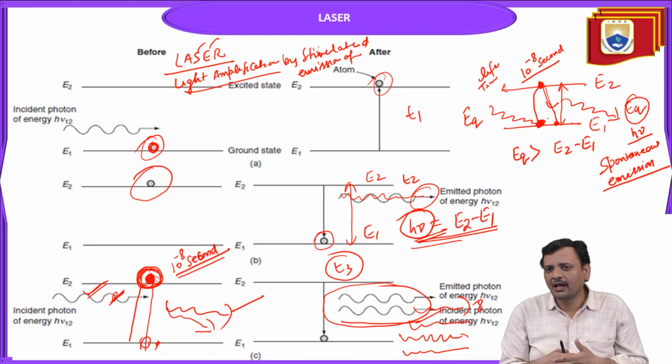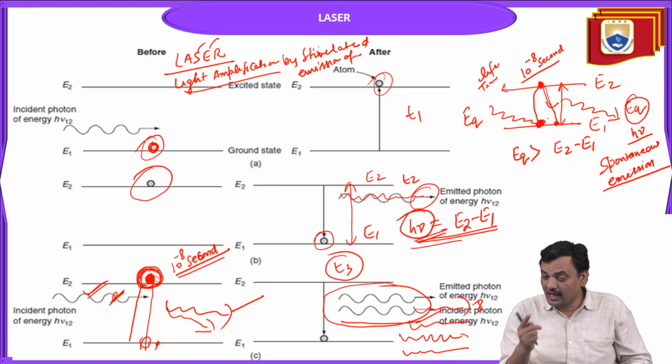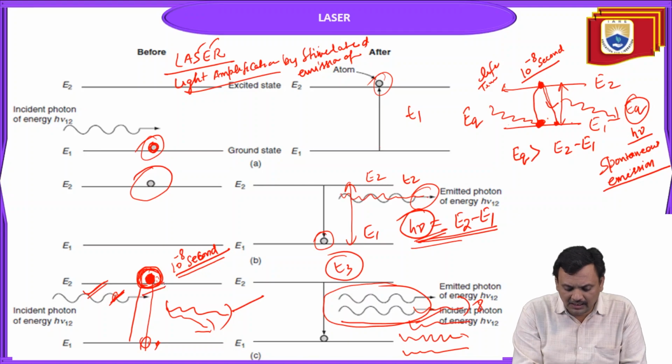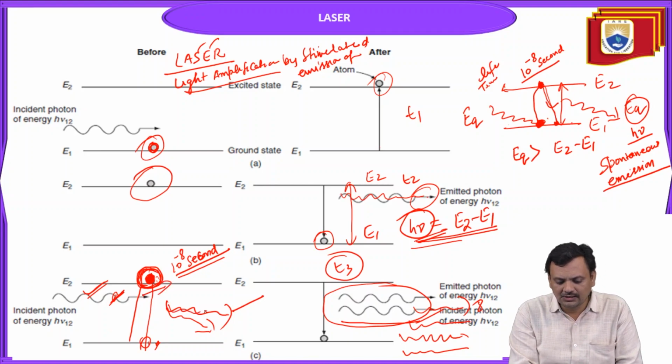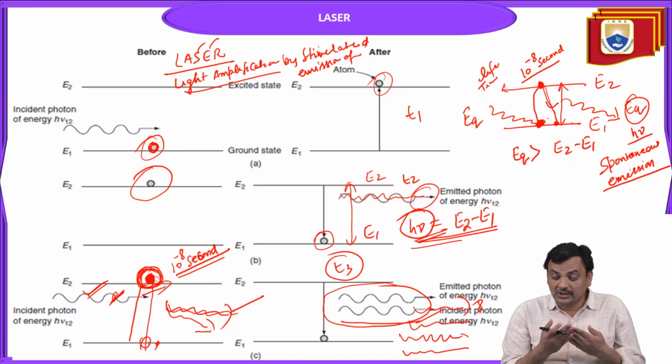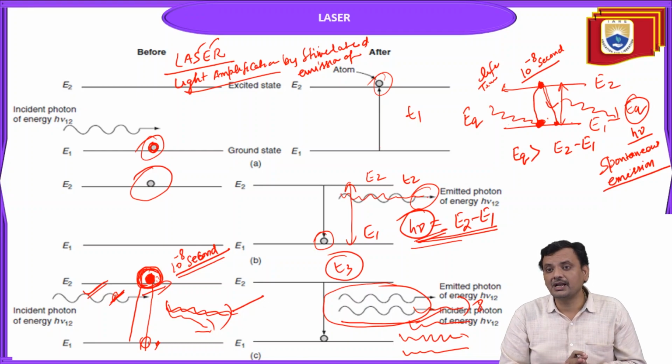Okay. And they will have the same frequency, means monochromatic in nature. They will try to move in a unique direction. Means in whatever direction this photon goes, this emitted photon will also follow the same path. Means they will travel in a unique direction. So that is the characteristics of laser.